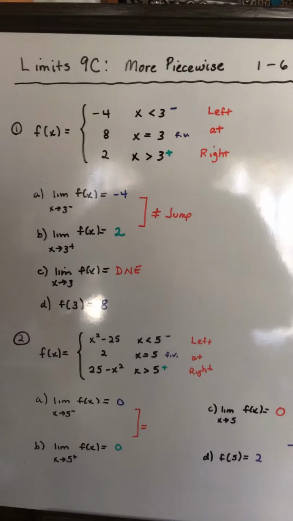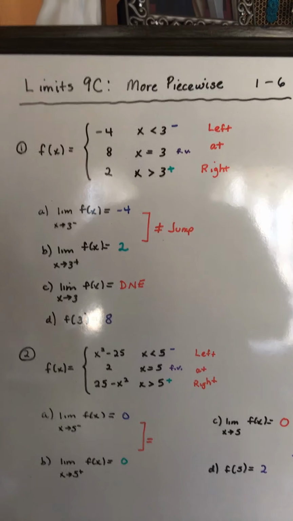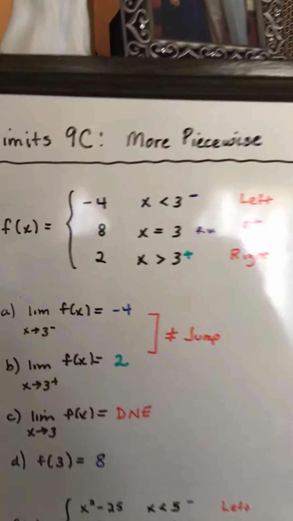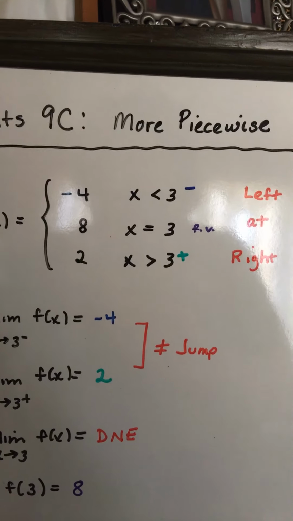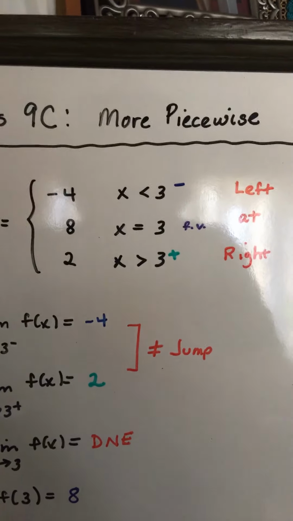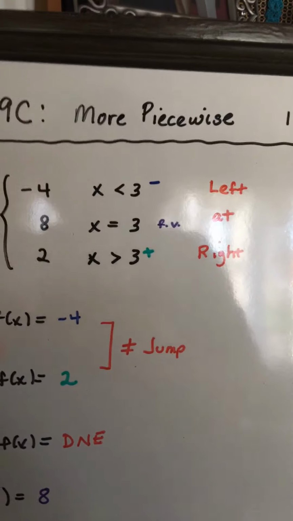This will be a quick video. 9C, we just have a little more to do with piecewise 1 through 6. Starting out with the first two simple ones where we really are showing three horizontal parts: we have to the left, we have to the right, and we have the function value.